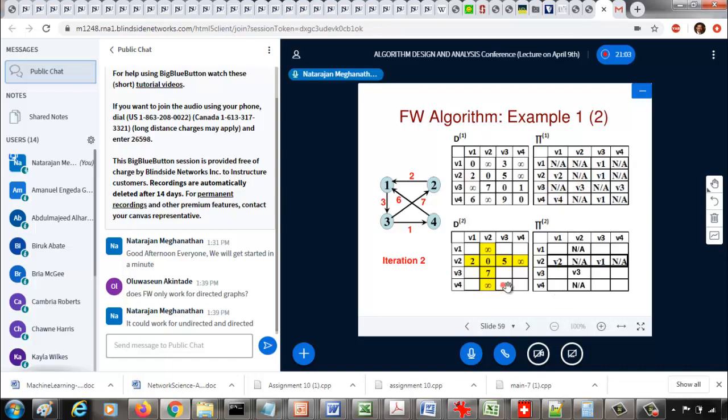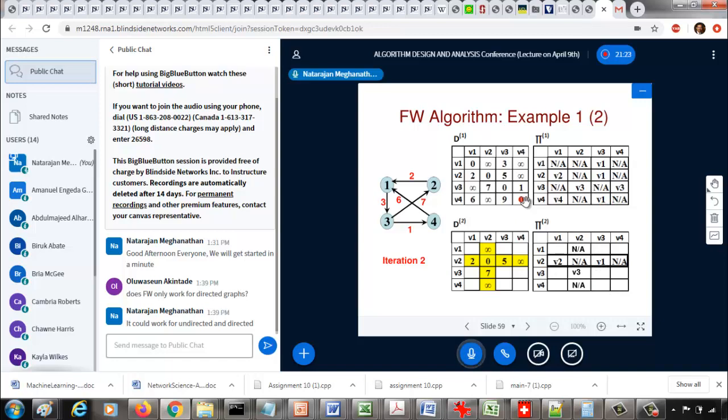Now for this cell, currently the distance is 9. So draw a vertical line, which reaches here at 5, and a horizontal line reaches here at infinity. So 5 plus infinity is less than 9? No, so stay with 9 and have V1 as the predecessor.